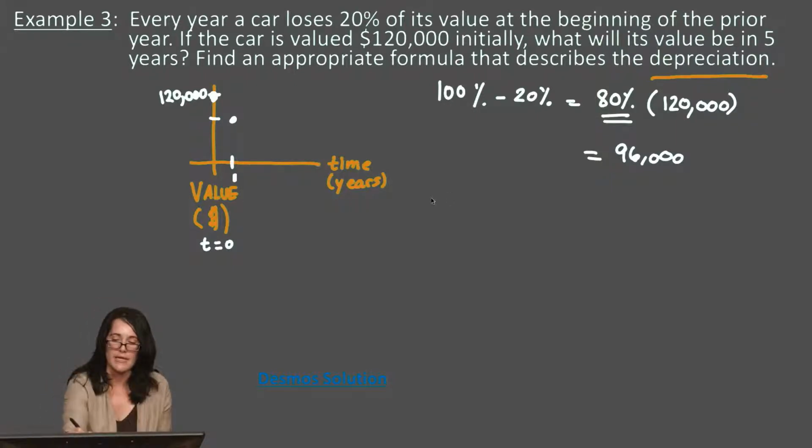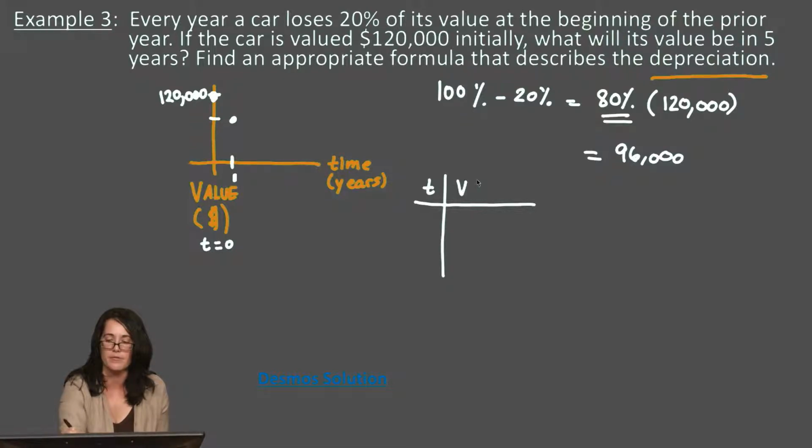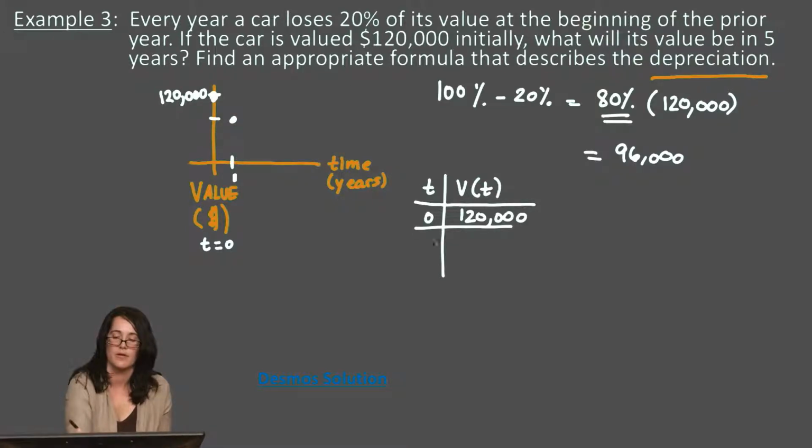So if we made a little table, you can see what's happening. For your time and for your value that depends on time, you get certain inputs. So when time is 0, you're at a value of 120,000. When time is 1, you're at a certain value of 96,000. And you could notice a pattern here.